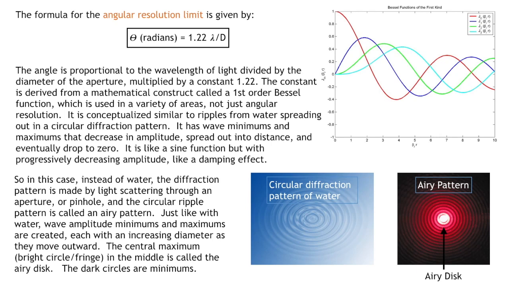So just like with water, the wave amplitudes have minimums and maximums, and each of them has an increasing diameter as it moves outward. The central maximum, which is the bright circle or sometimes fringe with light in the middle, is called the Airy disk. And the dark circles are the minimums. So the bright circles are the bright fringes, the dark circles are the dark fringes. The very bright central disk in the middle is called the Airy disk. It's the most concentrated maximum of the diffracted light.